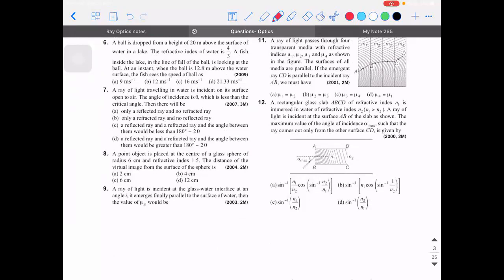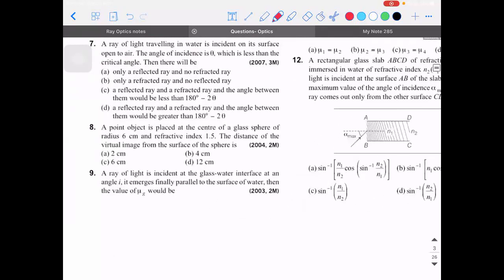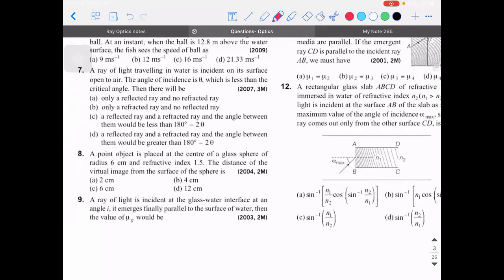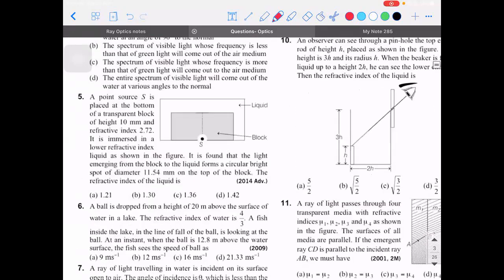Next, let's try out the ninth one. There is a ray of light which is incident at the glass water interface at an angle I. It emerges finally parallel to the surface of water. Then the value of mu g would be how much?